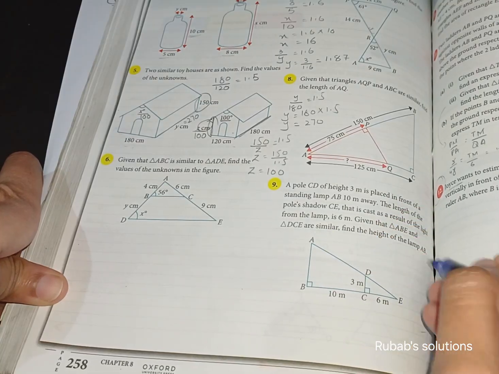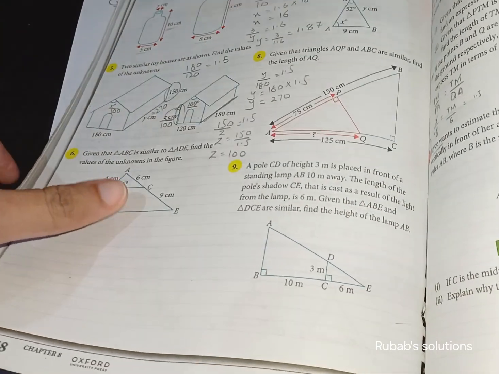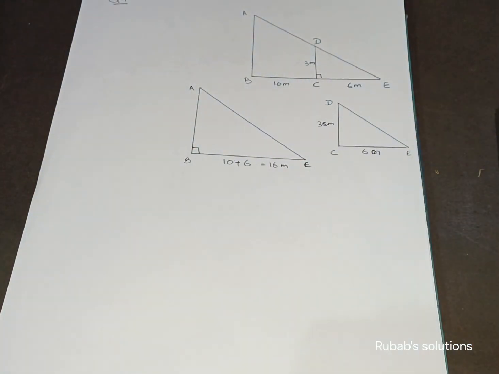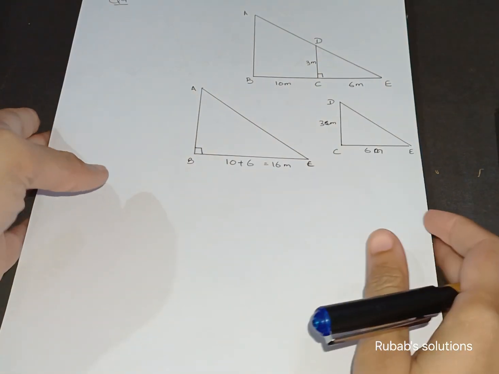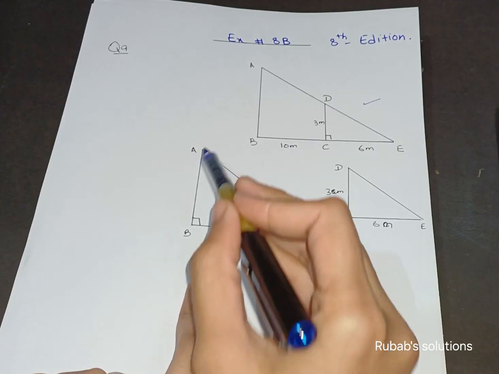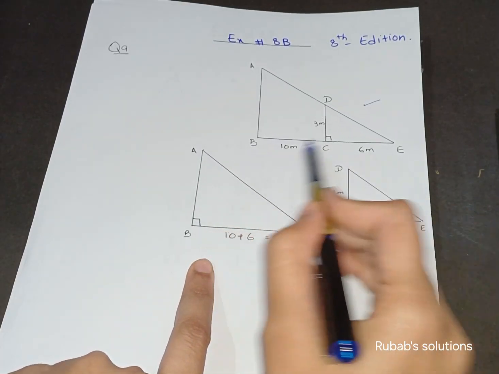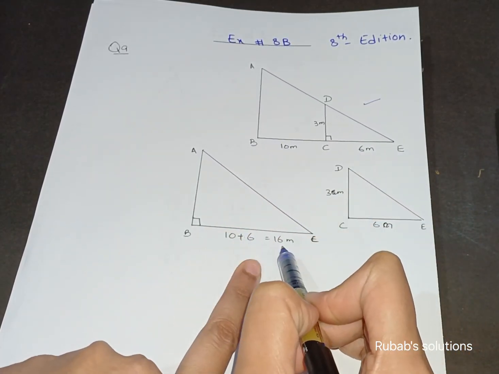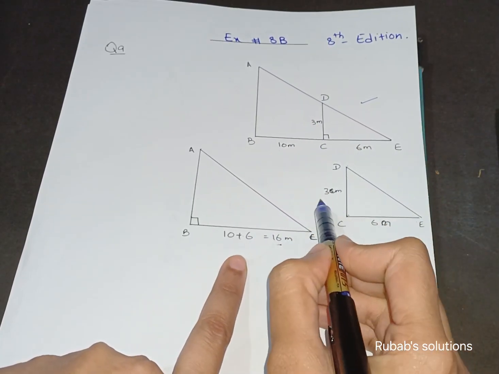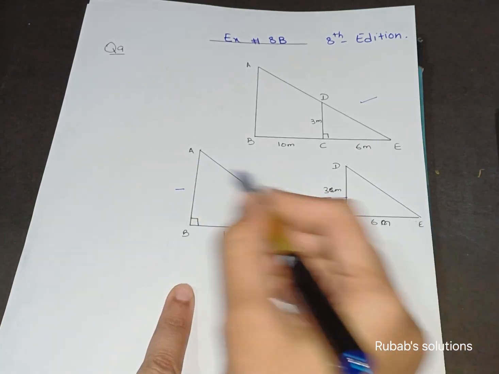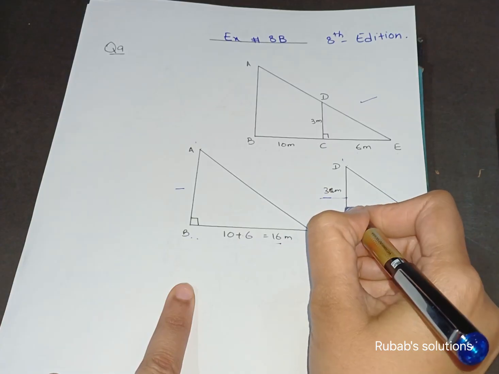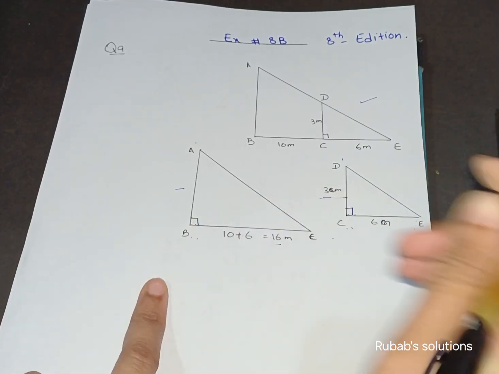Again I will separate these two triangles into two different triangles, so it is easy for you. This was the original picture, and this is ABE. Now this BE is the complete one, that is 10 plus 6, that is 16, and the second one is triangle DCE. So AB is corresponding to DC and BE is corresponding to CE, because over here it is 90 degrees and over here it is 90 degrees.